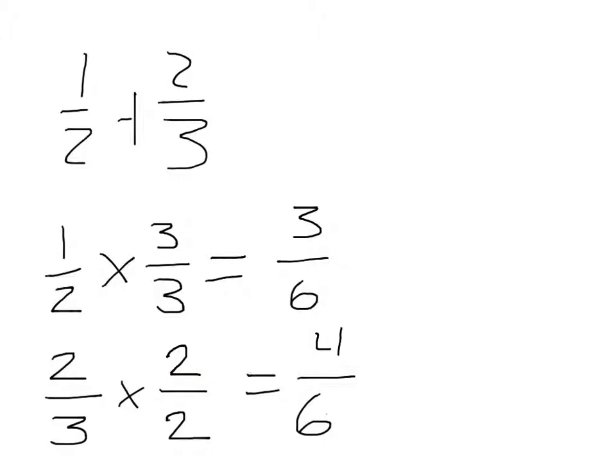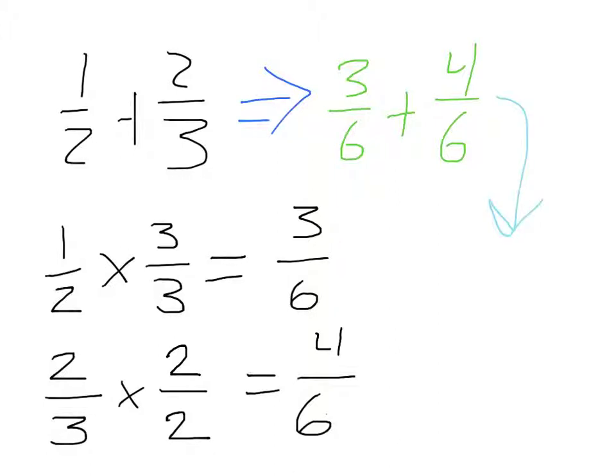So our problem here at the top changes into a different sort of problem. We now have 3/6 plus 4/6. Since the denominator is the 6, we can add straight across. Okay? And we'll bring it down. 3 plus 4 is 7 over 6, which we can then simplify into 1 1/6. Now how did we get 1 1/6?